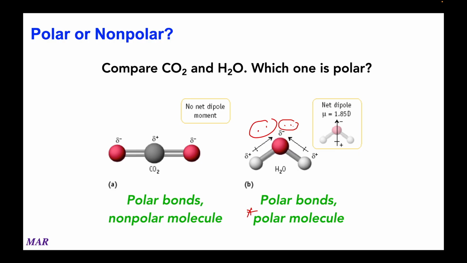Now, this is the measurement of the polarity, 1.85 D. That's what the capital D stands for. You don't need to worry about that. You can actually measure the polarity of water. It's pretty strong. CO2 would not have a dipole moment. There's nothing to measure. It would have a 0 D measurement, if that's what you want to talk about.